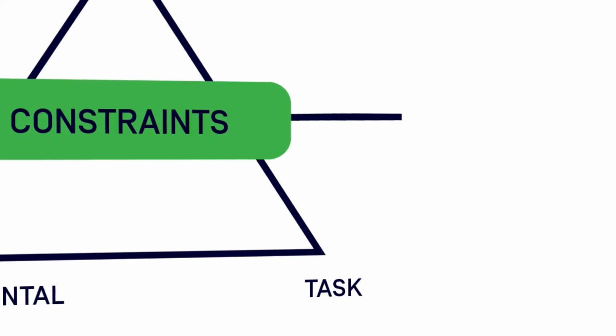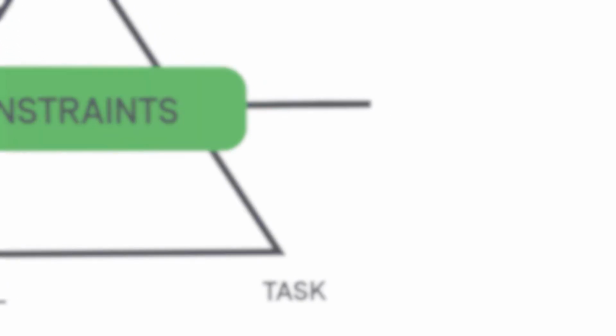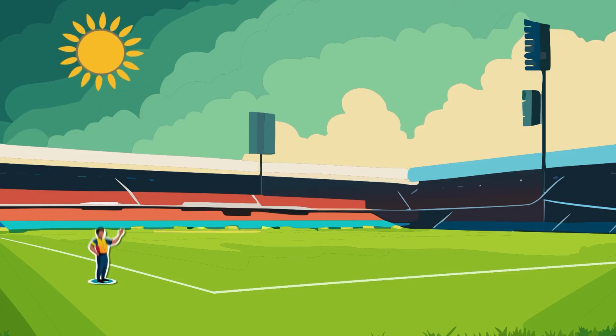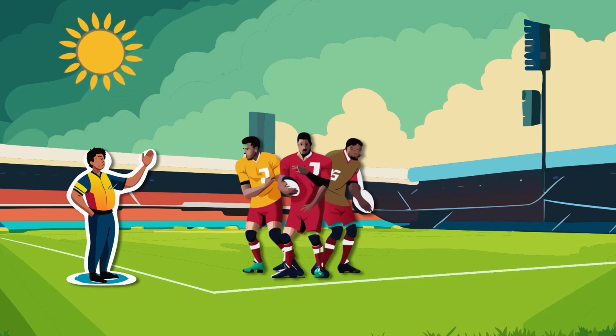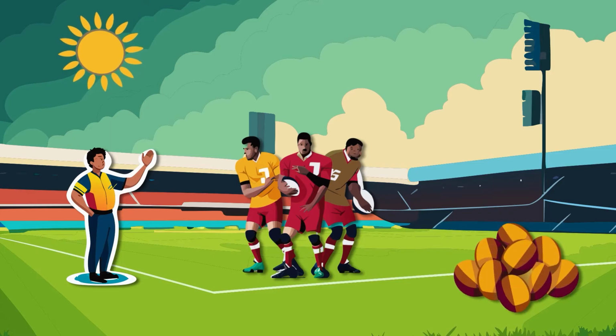The third category are known as task constraints, which are specific to performance contexts, such as the rules of the sport or activity, the number of players involved in an activity, and even the equipment. Each of these constraints provide participants with information about their environment.